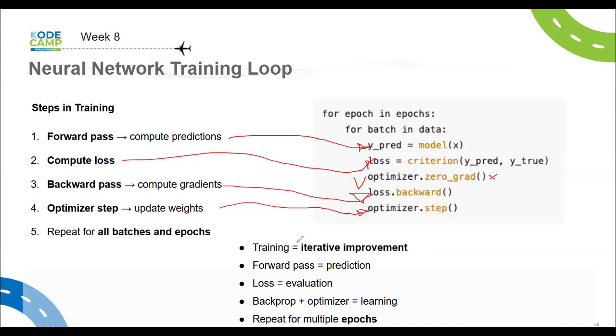Okay, that's it. So training is iterative improvement. Forward pass is prediction, right? That's forward propagation. Predict. Loss is evaluation, calculating. So we'll use a criterion, mean square error, binary cross entropy, categorical cross entropy, and all whatnot. Backprop plus optimizer is updating the weights. And you keep repeating this for any number of epochs, right?